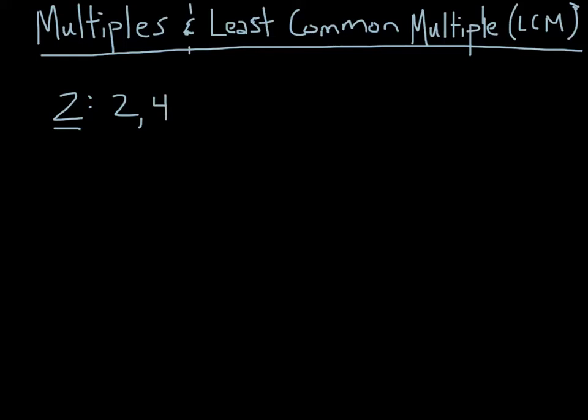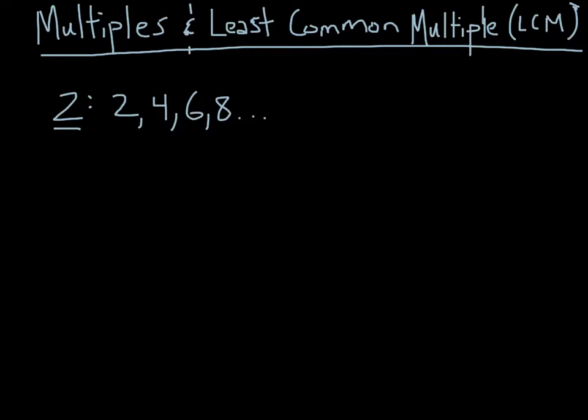Next one would be 4, and 6, and 8, and so on and so forth. So we could actually keep listing multiples for a long time, infinitely. Multiples will go on and on and on forever.